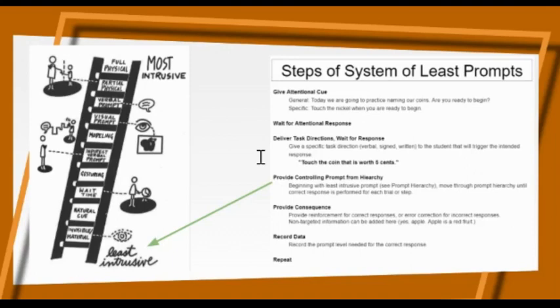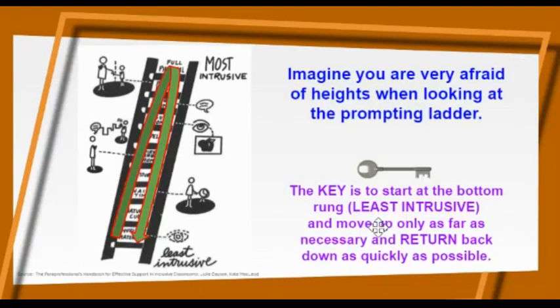The goal here is that when we are going through a lesson and we're giving an attention cue and waiting for the students to respond, and then we deliver the task directions, we want to have a system in place so that we can provide controlling prompts from a hierarchy, the least intrusive first, all the way to the most intrusive. The key is to start at the bottom rung, the least intrusive, and move up only as far as necessary and return back down as quickly as possible. The key is to start at the bottom rung. That is the key, and only move up when you need to.